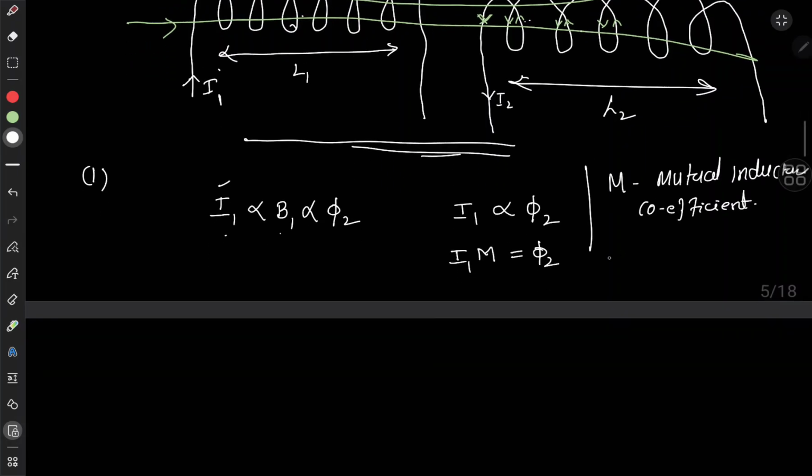So then we can write it as M is equal to phi2 divided by I1. Remember, I1 is the current in the first coil, phi2 is the flux in the second coil. Okay, this is going to be the mutual inductance.